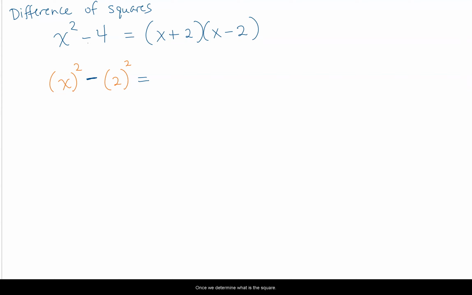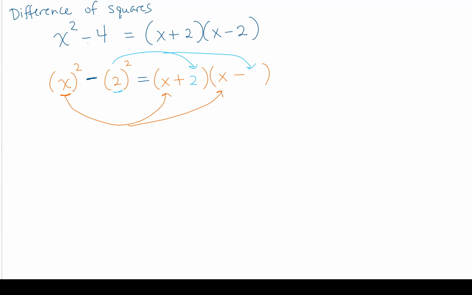Once we determine what is being squared, then our two factors will always be a sum and a difference. The first factor being squared goes in the first slot, and the second factor being squared goes in the second slot. And that's it, we're factored.